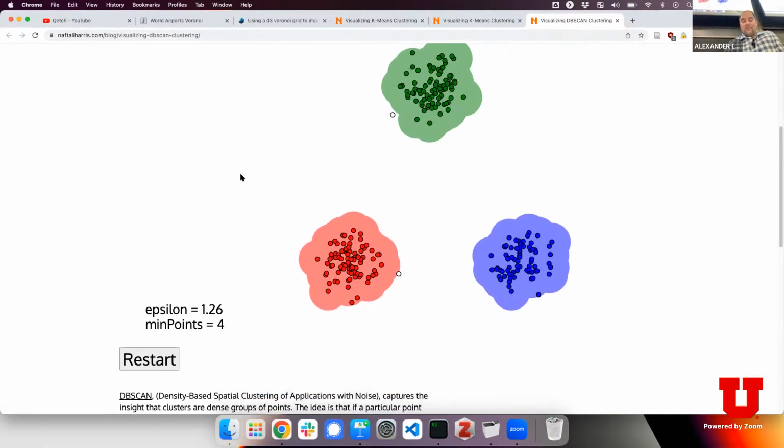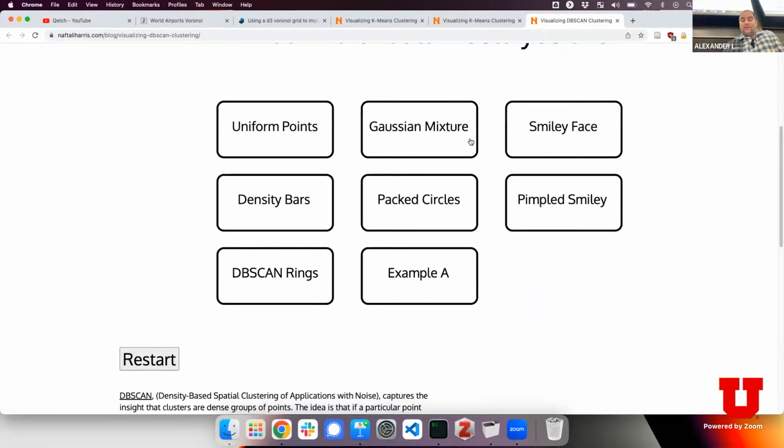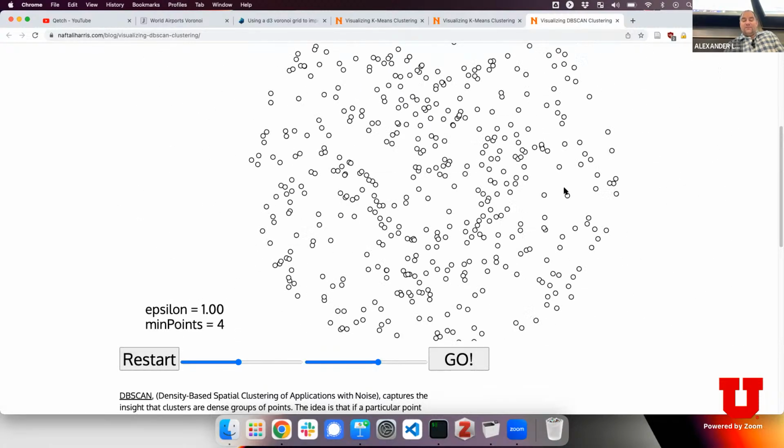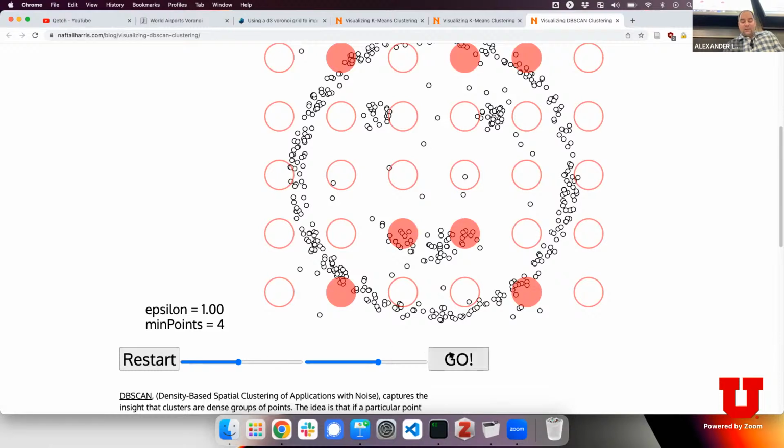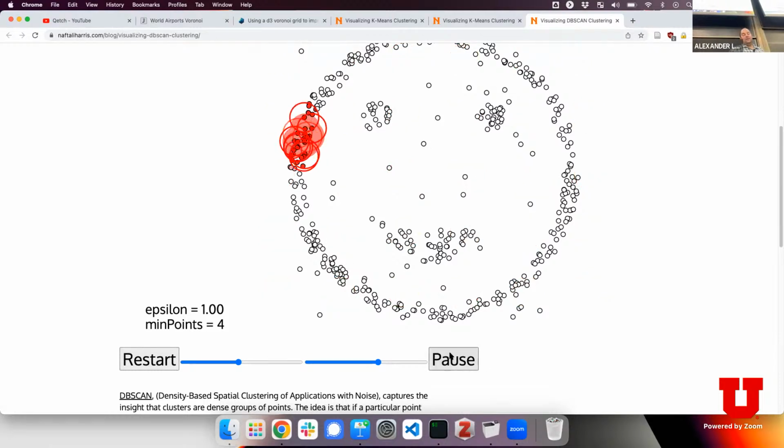And now, yeah, we've seen this has two outliers. And now let's look at our pimpled smiley face here. And let's run this. And what you'll see is this will take a bit, but it will find its way around the circle here, right? And so it's kind of like a pretty cool idea.